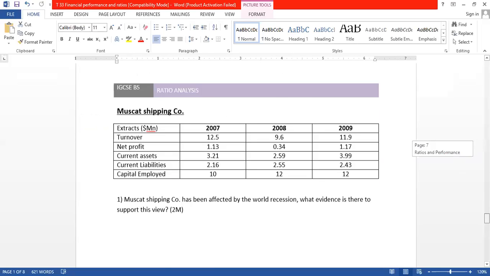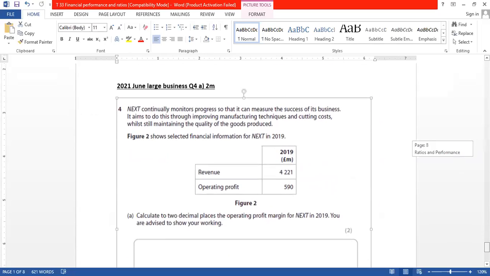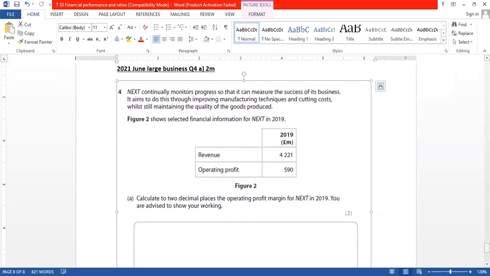So I gave a 2021 June paper here. It says they continually monitor progress and can then measure the success of the business. It aims to do this through improving the manufacturing techniques and cutting cost while still maintaining the quality of the goods produced. They show the selected financial information for the next in 2019. Revenue £1,000,000, they're 4,221. Operating profit 590.